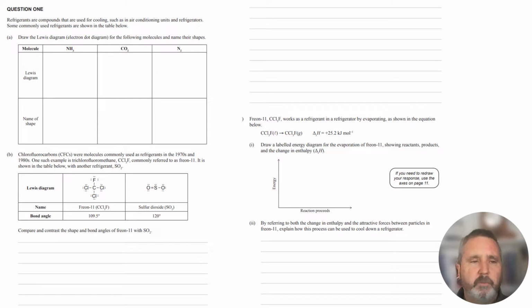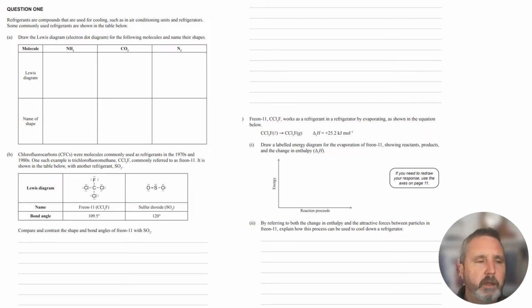With each question in this paper, they're often going to try and put it into a context. They're very keen on putting questions into contexts, but you have to see behind the context and see what the actual skill is that they're asking you to do. The very first sentence is: refrigerants are compounds that are used for cooling, such as air conditioning units and refrigerators. Some commonly used refrigerants are shown below. Now, if we don't know what the word refrigerant is, we can just ignore this sentence, and it says, draw the Lewis structures.